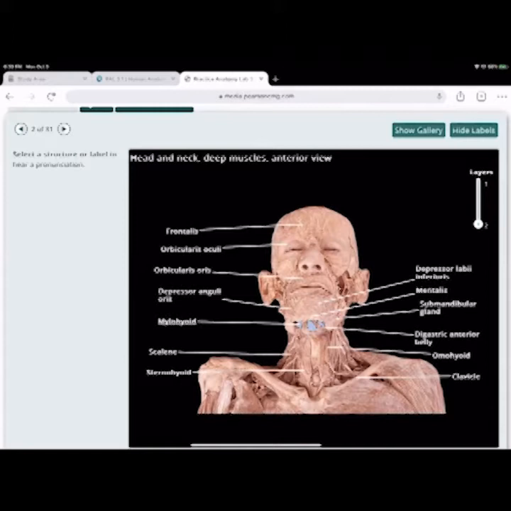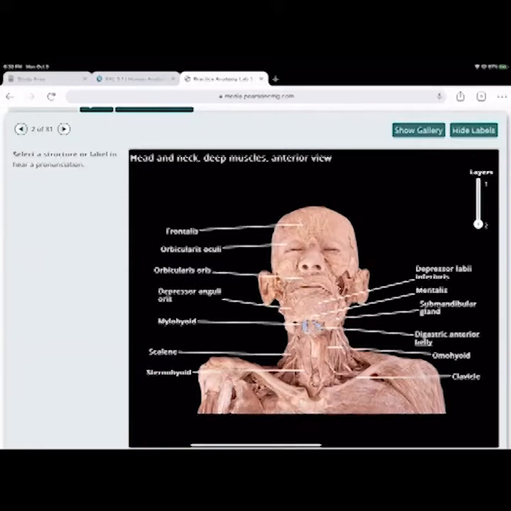The strap muscles of the neck, the sternohyoid, connect the sternum to the hyoid bone. Clavicle or collarbone. Okay. The omohyoid muscle. Okay, the strap muscle. You have a digastric anterior belly. The posterior belly runs behind it. You can't see it, it's deep to that.